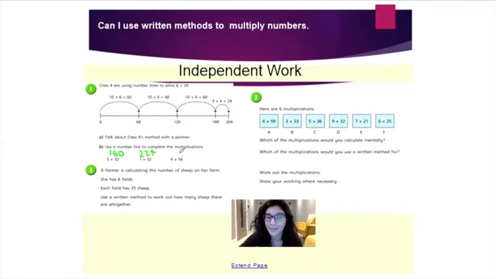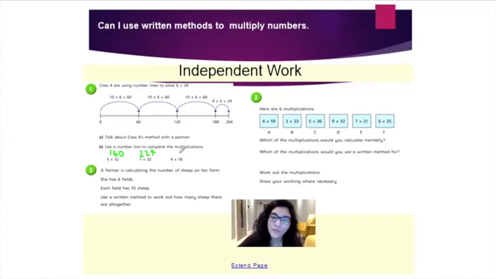Remember to break the number 32 into its tens and into its units. So it would have 3 tens, so 10, 10, 10, and it would have 2 ones. So the numbers you're multiplying by 7 should be 10, 10, 10, and 2. And then add them together to get 224.